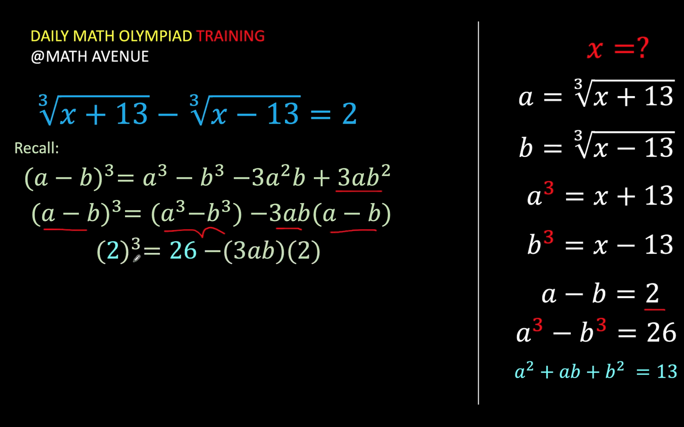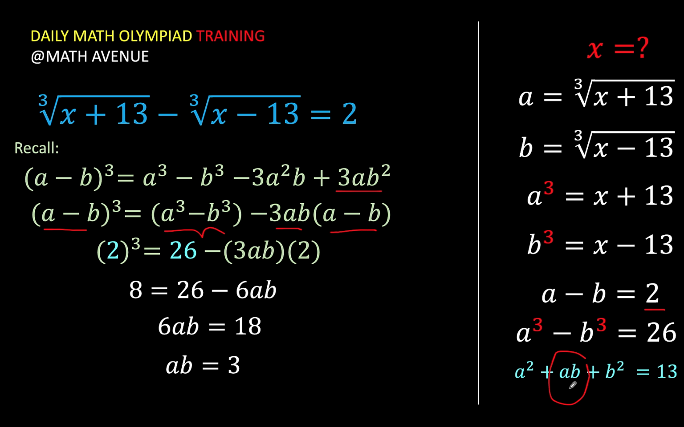Then 2 cubed is 8 and 3 times 2 is 6. Simplifying, we have 6ab equals 26 minus 8 or 18, and divide both sides by 6 to get ab equals 3. So we now know that the value of this ab is equal to 3.